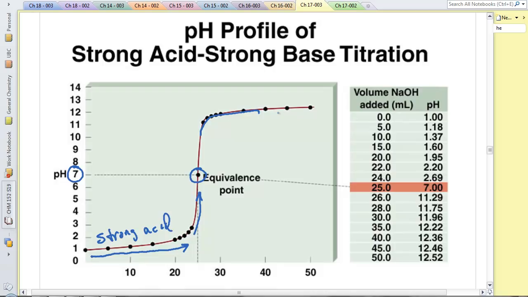Now we could go the other way. We could start with strong base in the flask and then add strong acid, and our curve would be opposite. We'd start at a high pH, and then the curve would look like this. Okay? So make sure you know that we don't have to start with acid and add base. We could start with base and add acid.